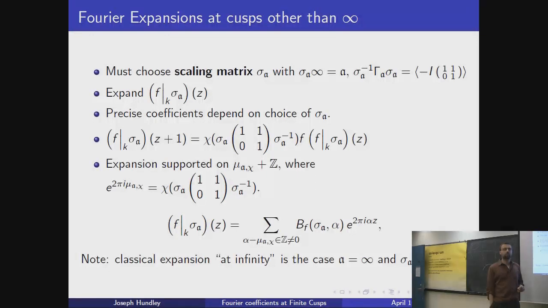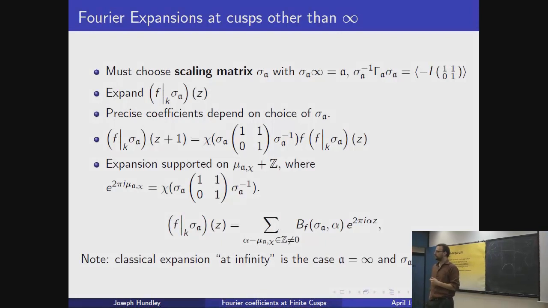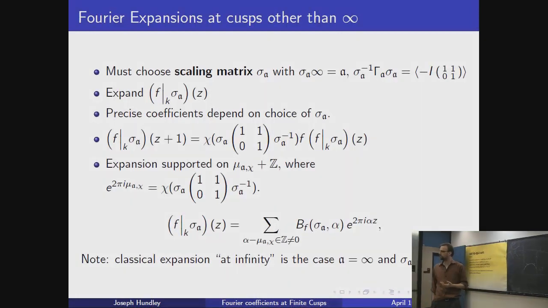it might not have trivial multiplier. Here, chi is the multiplier system. So this might not be trivial; it's some complex number, and it's even a complex number of modulus 1. So it's e to the 2 pi i something, and it's not too hard to see that it will be e to the 2 pi i something rational. But because of this extra factor here, you're not exactly invariant, and that gives you a Fourier expansion that's supported not on the integers, but on a shift of the integers by this mu, which is called the cusp parameter.